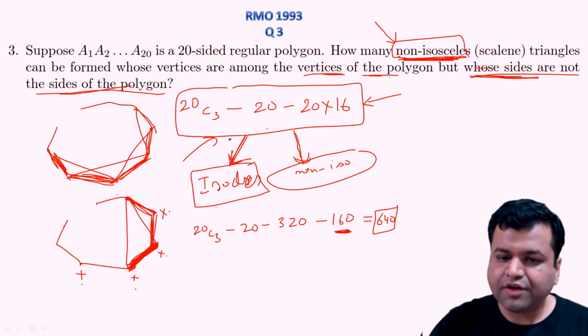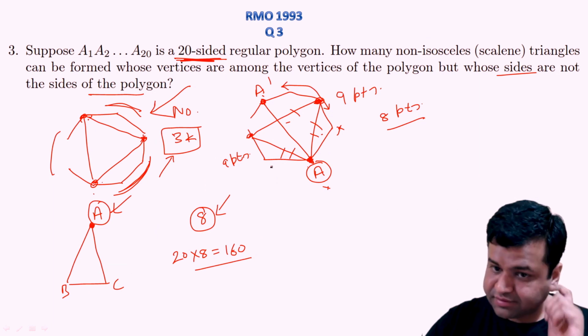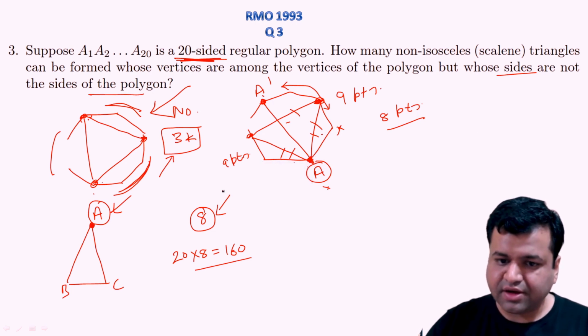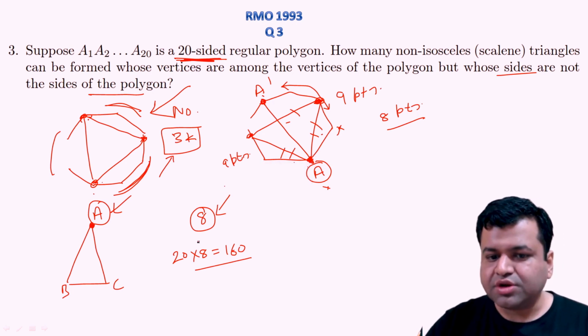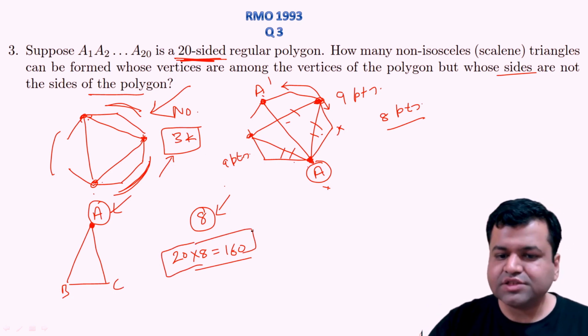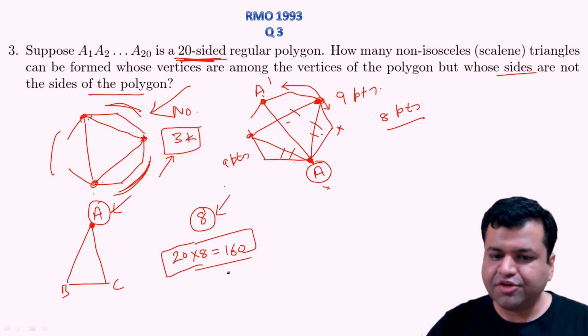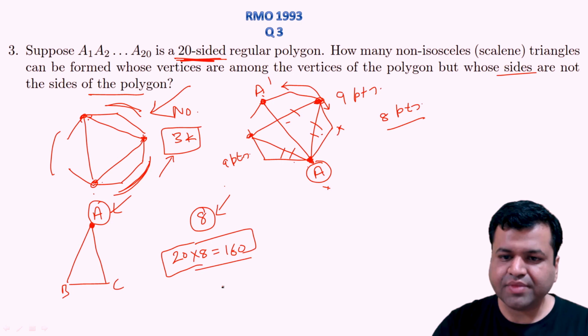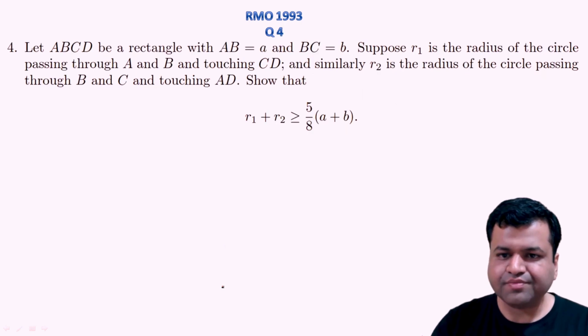And how did we find the isosceles triangles? We found the number of isosceles triangles that are formed from a vertex, and that came out to be 8. So the number of isosceles triangles was 160, and then we subtracted this figure from the previous figure, and we got 640 as the answer, right? So that was question number 3 from 1993. Now let's proceed to question number 4, right?